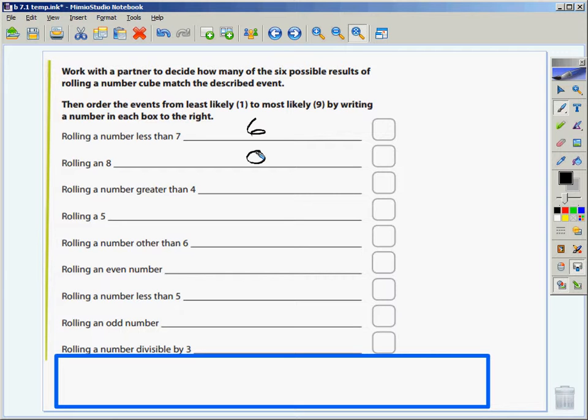Go down that list and figure out how many times that event could occur. And then you're going to organize these. Which one is the least likely, being a 1, to the most likely of happening, being a 9. And we're going to organize that over here on the side. Everybody understand what we're doing? I'm going to give you a few minutes to put some numbers in here.